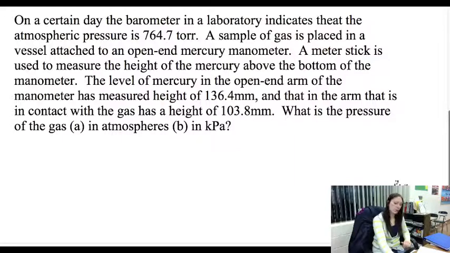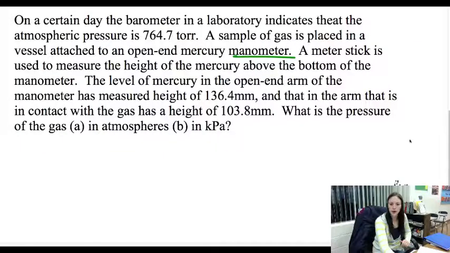Okay, the next question is a little bit different. It says, on a certain day, the barometer in a laboratory indicates that the atmospheric pressure is 764.7 torr. A sample of gas is placed in the vessel attached to an open-end mercury manometer. Remember, manometers are just things that measure samples of gases. A meter stick is used to measure the height of the mercury above the bottom of the manometer. The level of mercury in an open-end arm of the manometer has a measured height of 136.4 millimeters. And the arm that is in contact with the gas has a height of 103.8 millimeters. And we want to know what is the pressure of the gas.